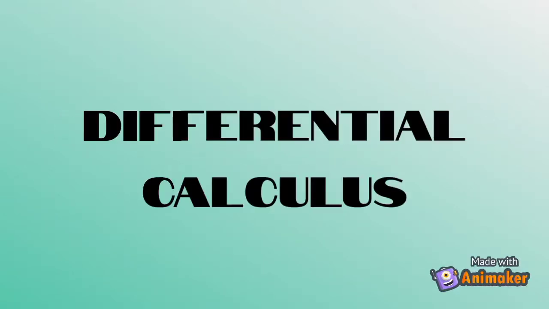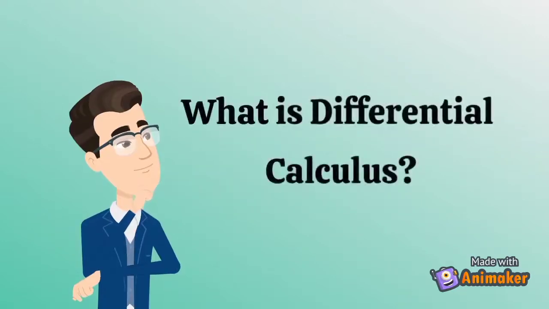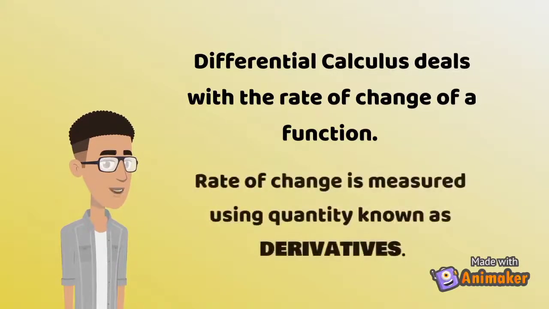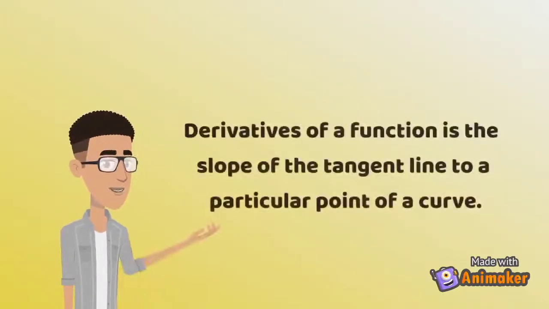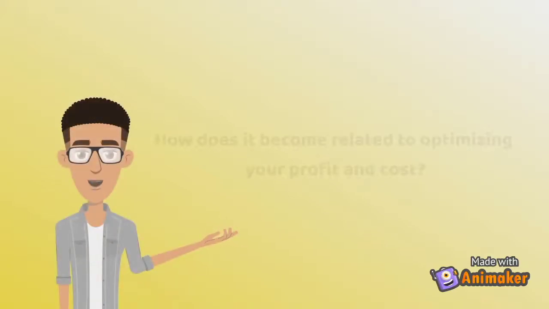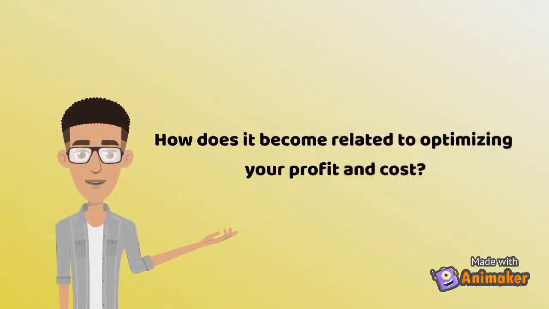And this is when differential calculus comes into the picture. But first things first, what is differential calculus? According to Russell 2020, differential calculus deals with the rate of change of a function. Now, this rate of change is measured using a quantity known as the derivative. The derivative of a function, according to Matthews et al. 2013, is basically the slope of the line tangent to a particular point on the curve, denoted by dy over dx or y prime.